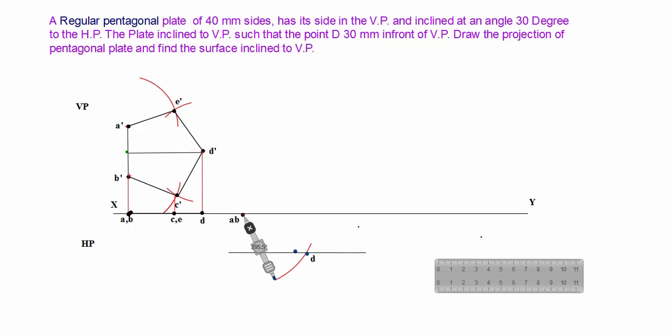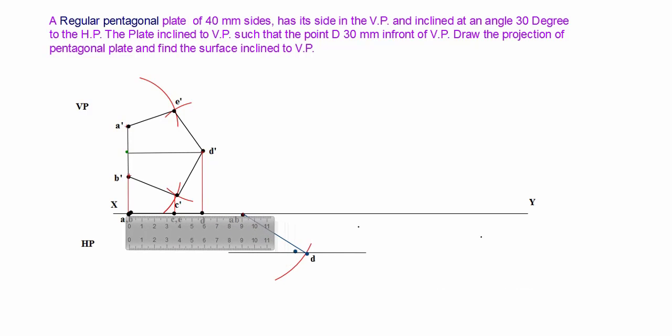Now you can join AB with D point, similarly you can mark your CE point on inclination. So first we measure our CE points 35 mm from AB.